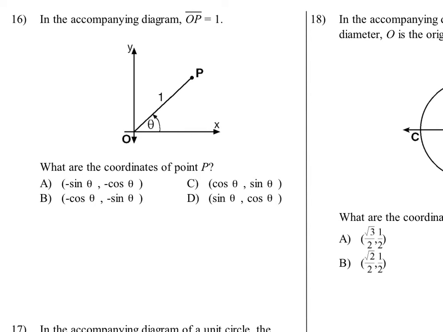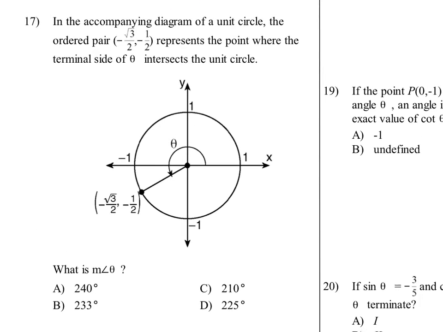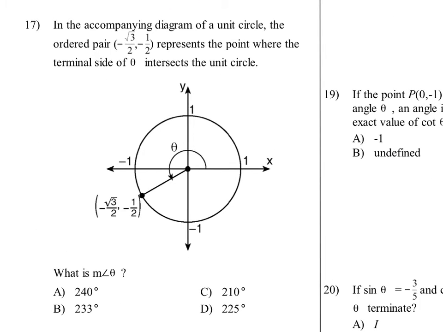Okay, if the length of OP is 1, this means it's a unit circle, if we drew a circle. So what are the coordinates of P? It's cosine, sine. There you go. It's just what it is. Okay. So this is a unit circle.